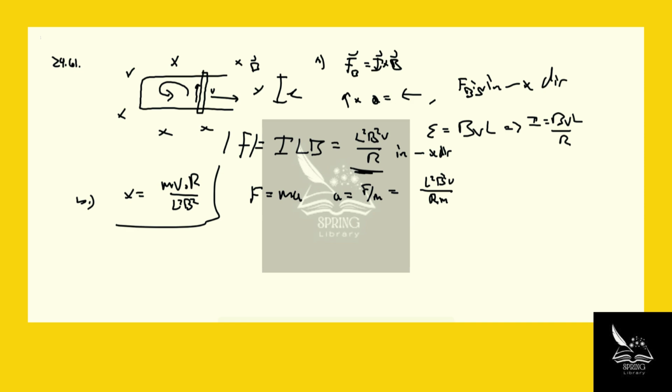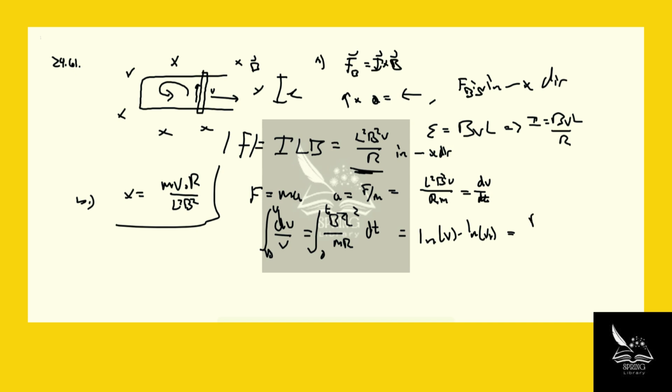So we can write a as F over m, and this is equal to L squared B squared V over R times m. So now we can write this a as dV dt, and now let's separate some variables, and we're left with dV over V equals minus B squared L squared over m R dt. So let's integrate both sides here from 0 to t and V naught to V, and we're left with ln of V minus ln of V naught equals minus B squared L squared t over m R.